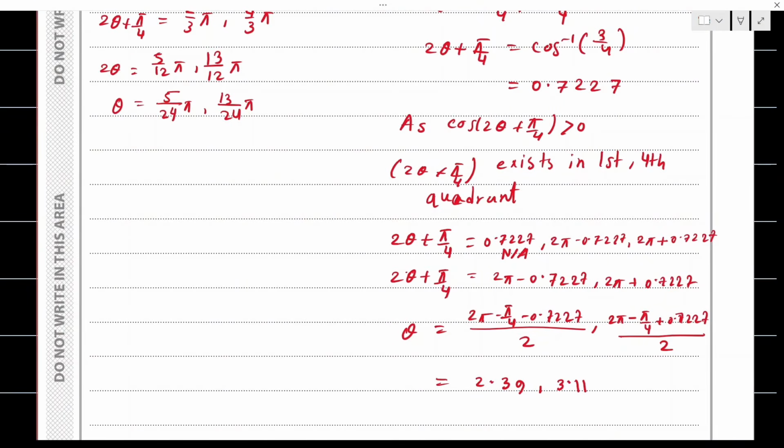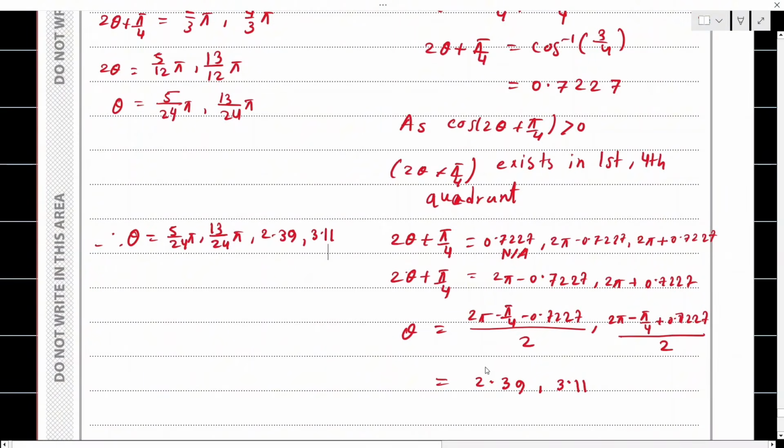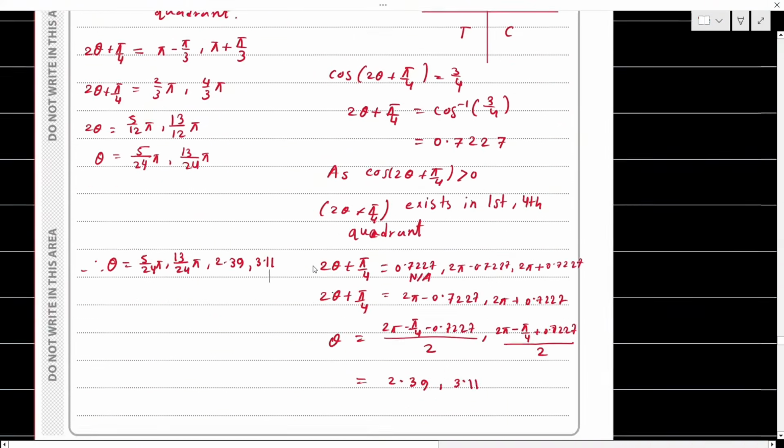So from this we can see that theta has 4 values: 5 by 24 pi, 13 by 24 pi, and 2.39 and 3.11. These are the 4 values for theta, and these are the solutions for theta. So this gives us the solution of our part B.